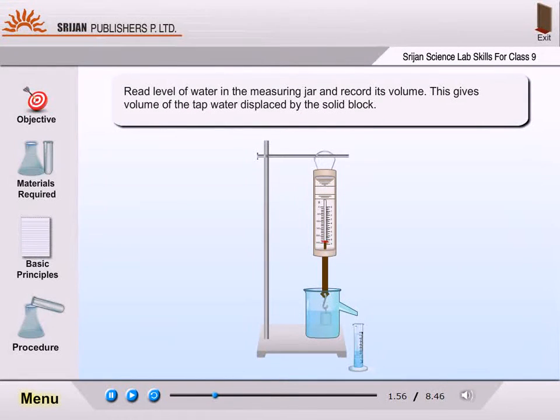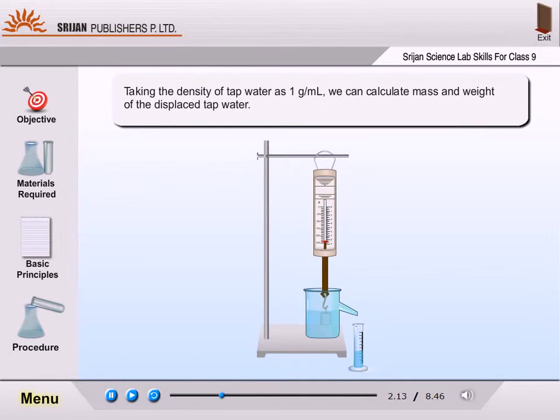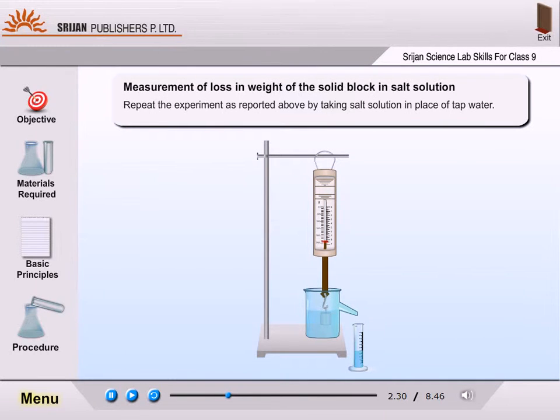Read the level of water in the measuring jar and record its volume. This gives the volume of the tap water displaced by the solid block. Taking the density of tap water as 1 gram per ml, we can calculate the mass and weight of the displaced tap water. Measurement of loss in weight of the solid block in salt solution.